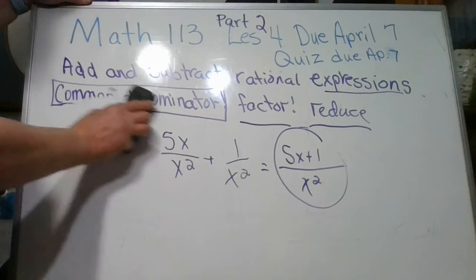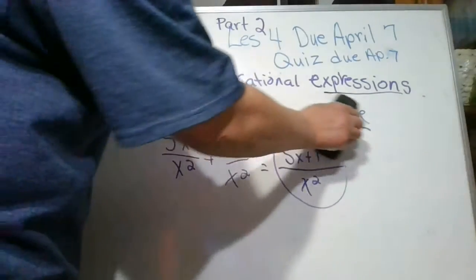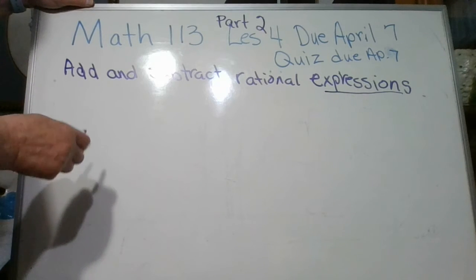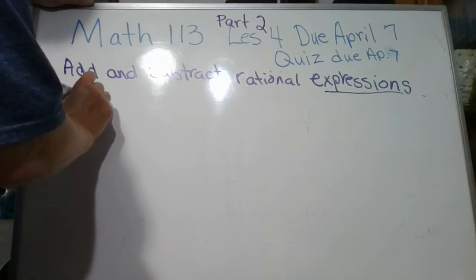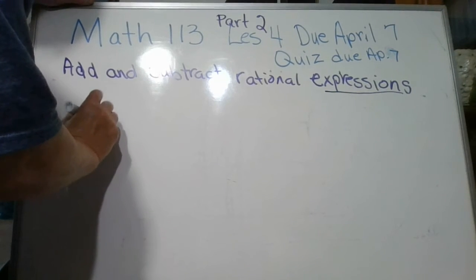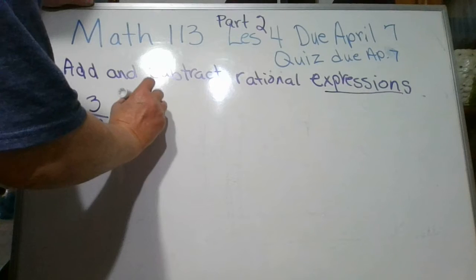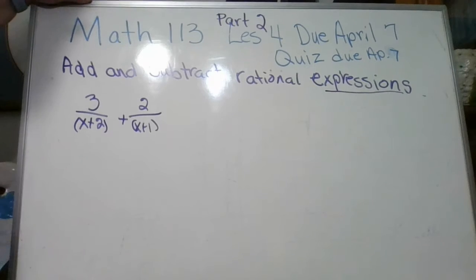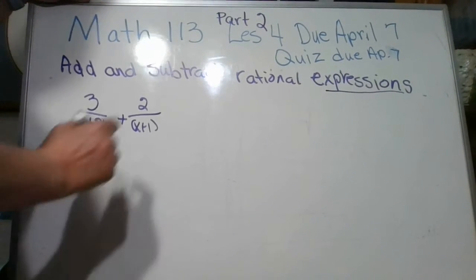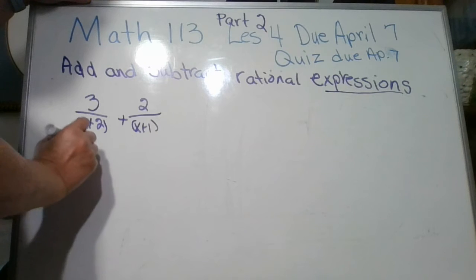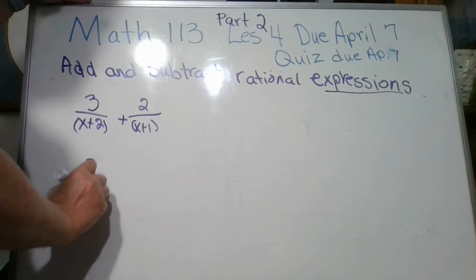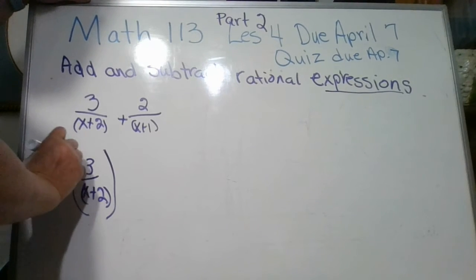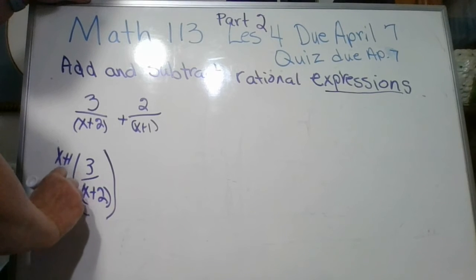Okay, I'm going to erase this because I believe I'll need a little extra room on the next problem because we're going to be doing some extra work on it. So I have 3 over x plus 2 plus 2 over x plus 1. I examined those denominators and they have absolutely nothing in common. So I'm going to have to take x plus 1 and multiply by x plus 1 over x plus 1.